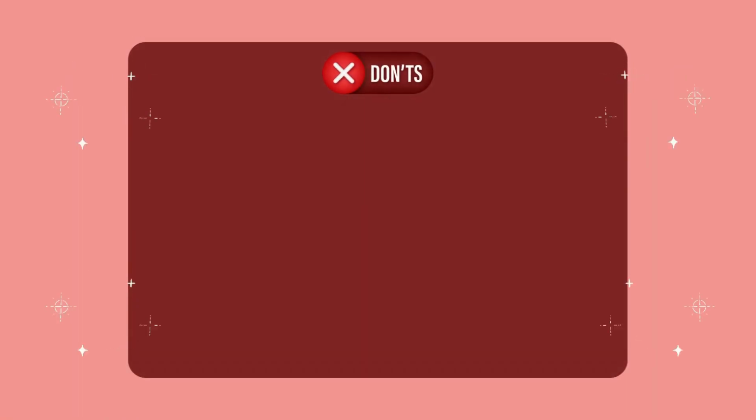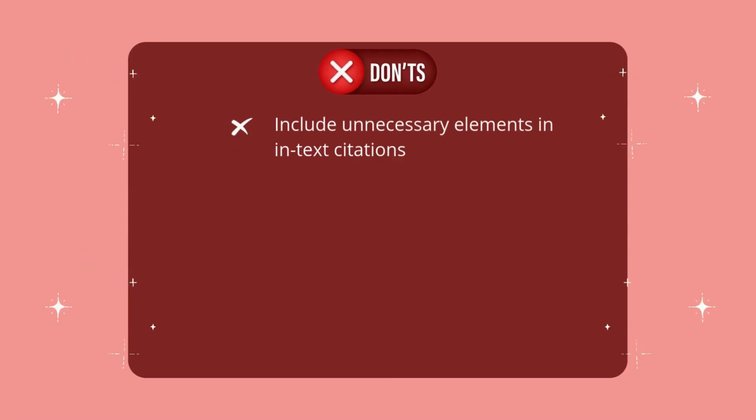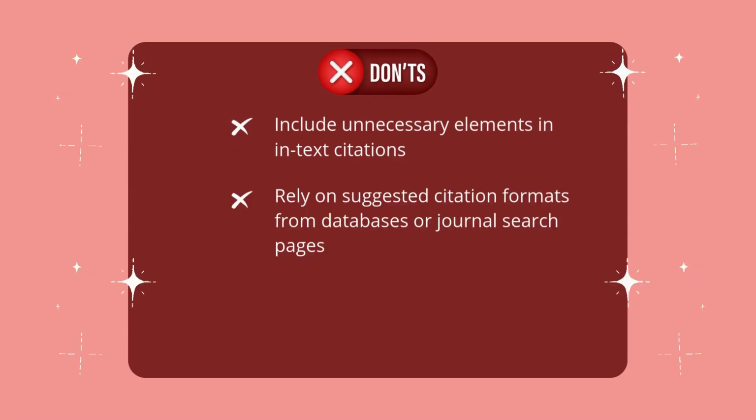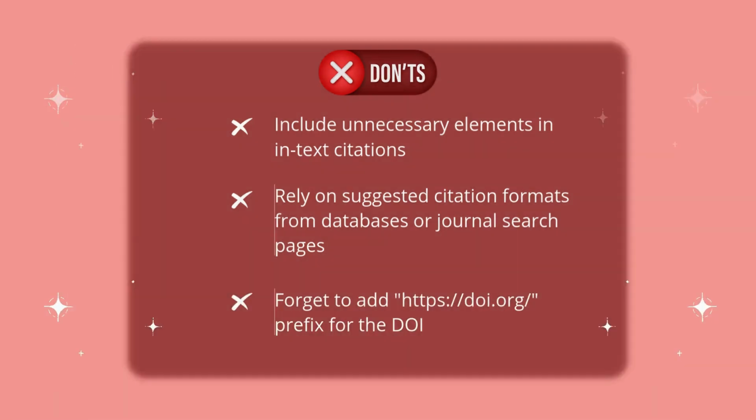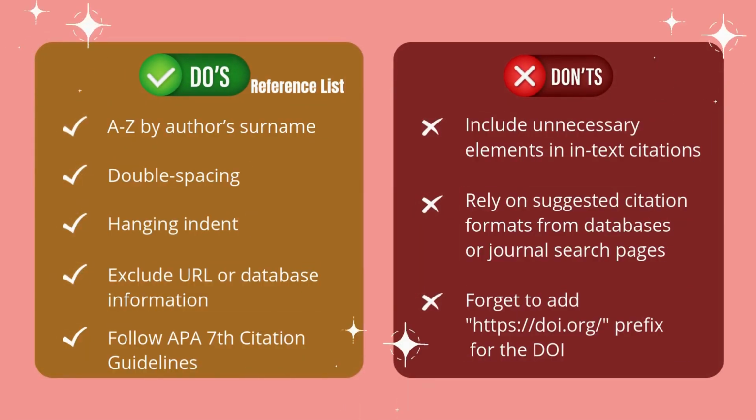For don'ts, don't include unnecessary elements in in-text citations. Don't rely on suggested citation formats from databases or journal search pages. And don't forget to add the prefix for the DOI. By keeping these do's and don'ts in mind, you'll be able to accurately reference the sources used in your academic work.